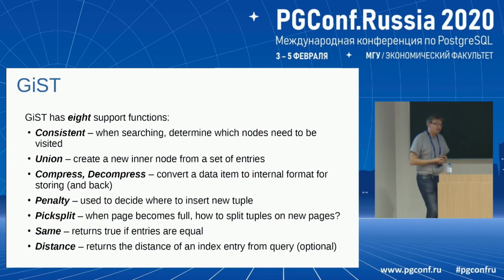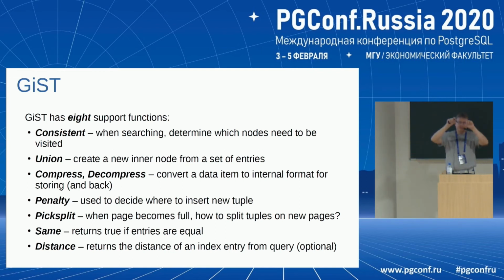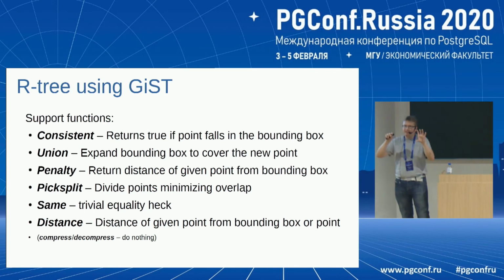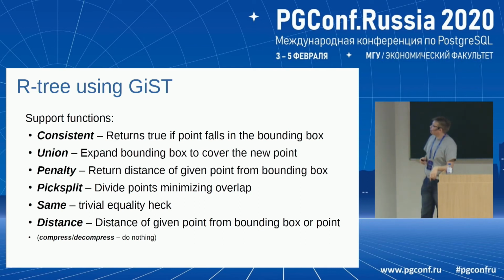To create an R tree using GiST, you would have a consistent function which compares your point with the bounding box and says true or false, depending on whether it's inside the box or not. And the union function would make the box larger so that the point fits into it. And the penalty function would look at the distance, how far this point is from the bounding box, and so forth. And in fact, there is an R tree implementation in Postgres core itself for the point data type.